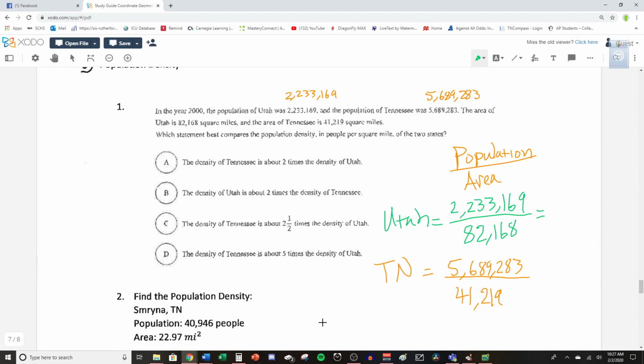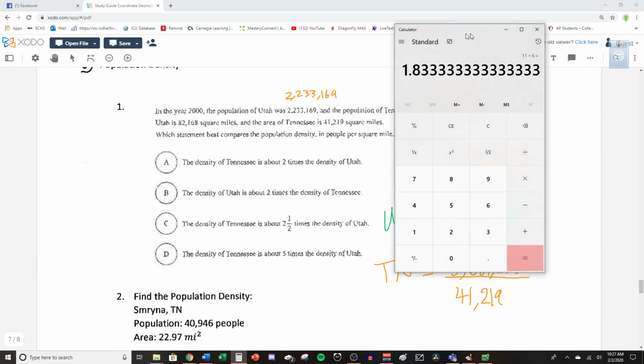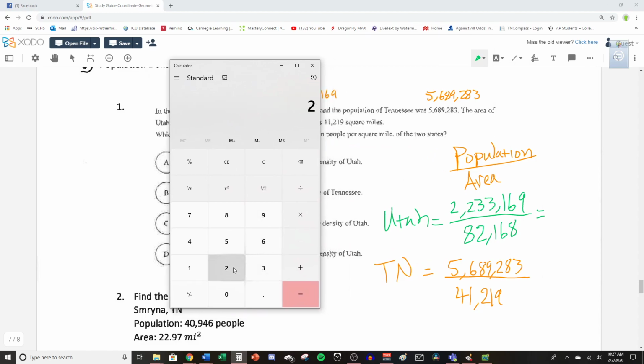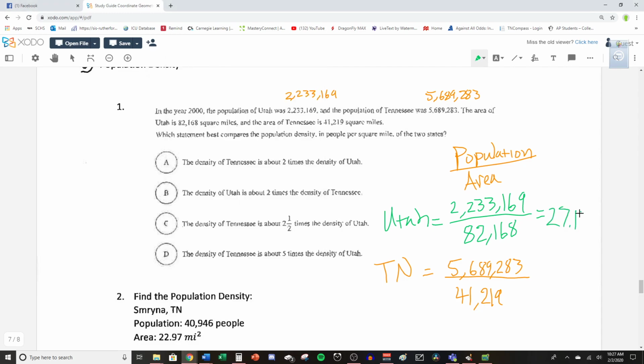Now we just need to grab a calculator and do this division here. 2,233,169, oh, I didn't write that correct. Hold on. 2,233,169. Okay. Divided by 82,168. All right, we'll round to two places. So I'm going to round this number up. So this is 27.18. So for Utah, 27.18 people per square mile.